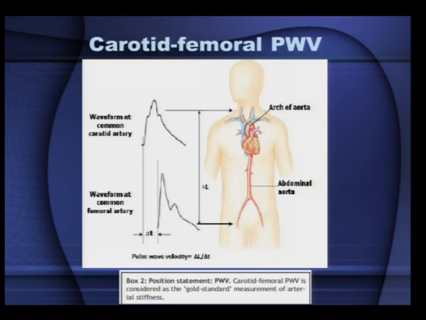This is how it works: once the heart contracts, the blood will go to the carotid. That's where the carotid incisura reflection is. Then by the time it comes to the femoral artery, the difference between the two is the delta T. That is taken as the delta time, and the distance is from the carotid to the femoral, and that gives you the velocity. So pulse wave velocity is considered the gold standard measurement of arterial stiffness.